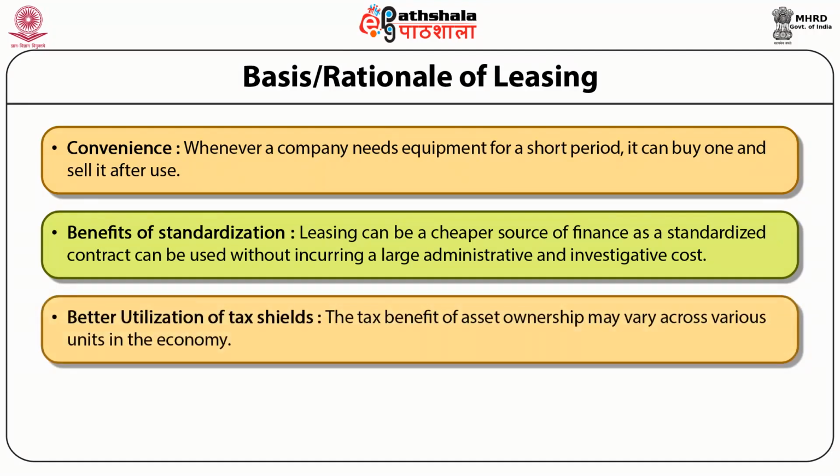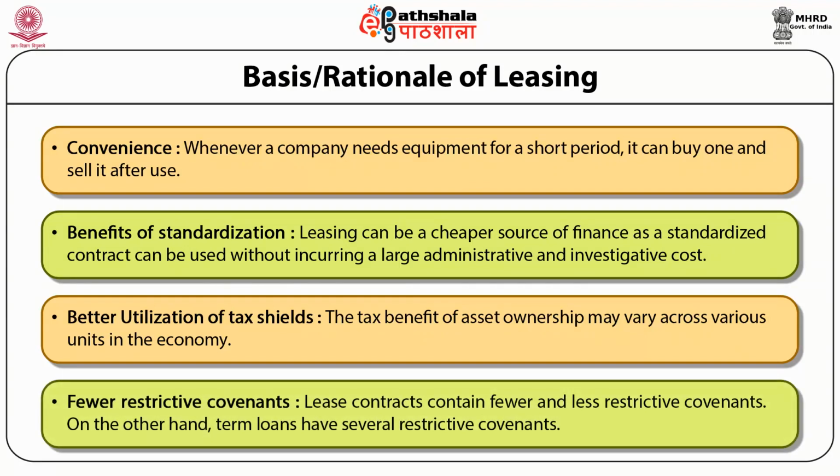Better utilization of tax shield. The tax benefit of asset ownership may vary across various units in the economy. This may be due to differences in tax or differences in the level of income. A firm that does not own an asset cannot avail tax benefits. These firms may share a part of that benefit in the form of lower lease rentals from a firm that enjoys tax benefits in full. Fewer restrictive covenants. Lease contracts contain fewer and less restrictive covenants. On the other hand, term loans have several restrictive covenants.